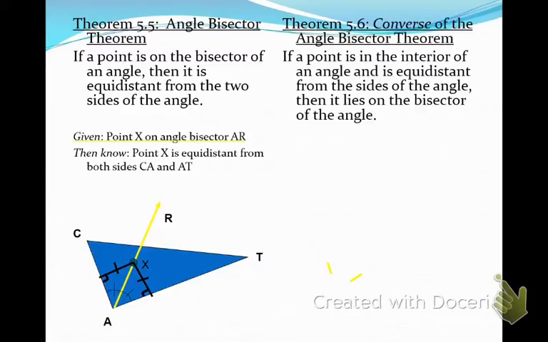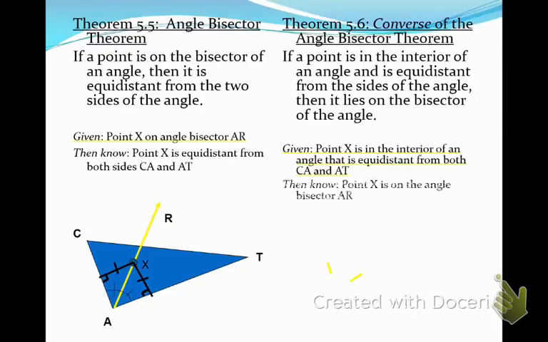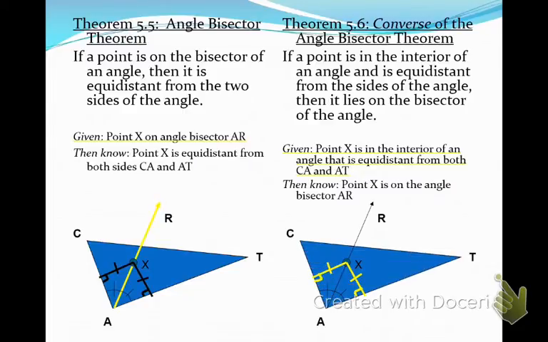The converse of the angle bisector theorem says if a point is in the interior of an angle and it is equidistant from the sides of the angle, then it lies on the bisector of the angle. So we've got this picture, right?